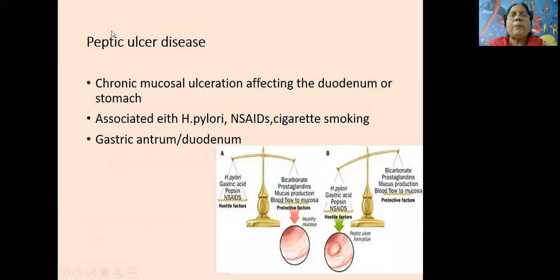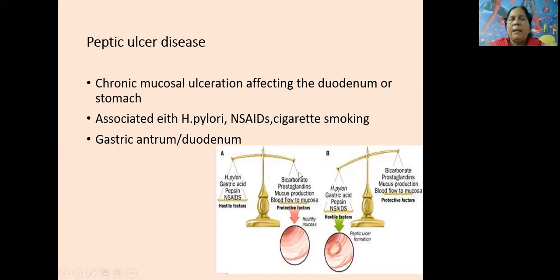So this is peptic ulcer disease. So what is peptic ulcer disease? It's a chronic mucosal ulceration. It can affect the duodenum or stomach. And it is affected mostly with these three things: H. pylori, NSAID, cigarette. Then it can occur in the gastric antrum or in the duodenum.